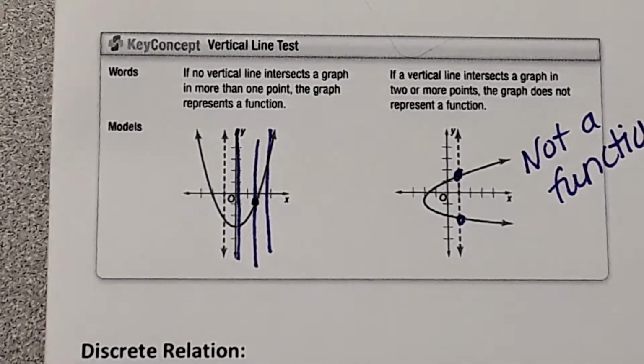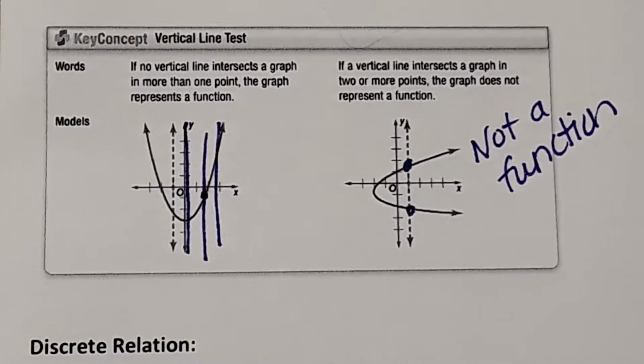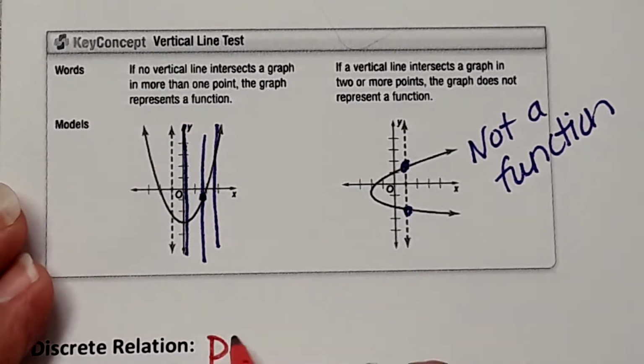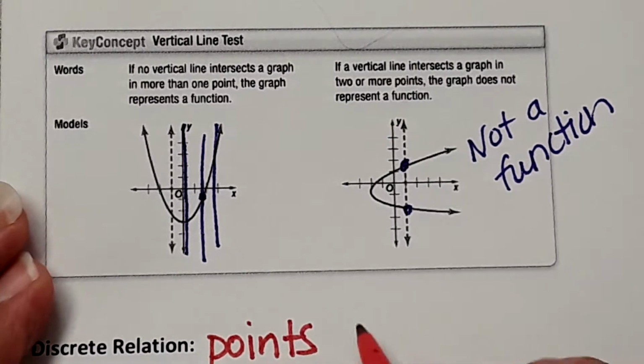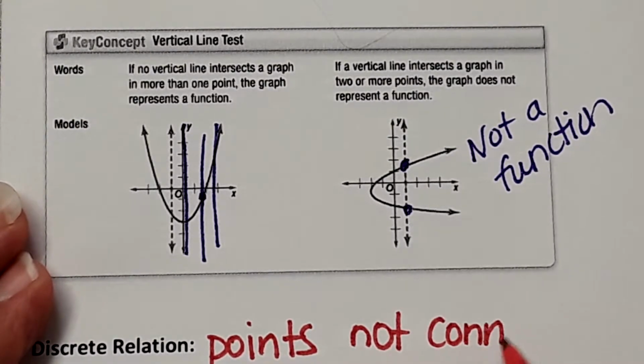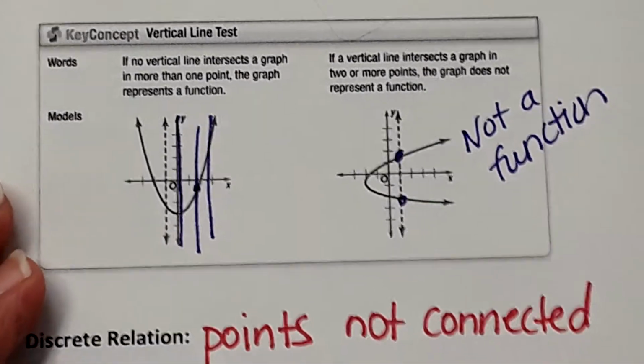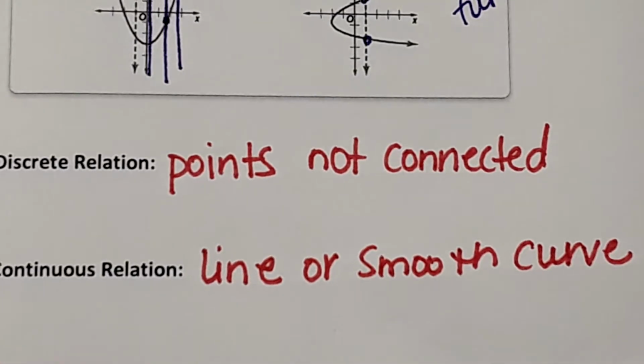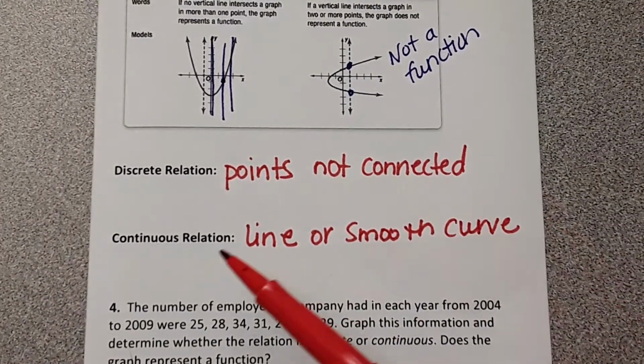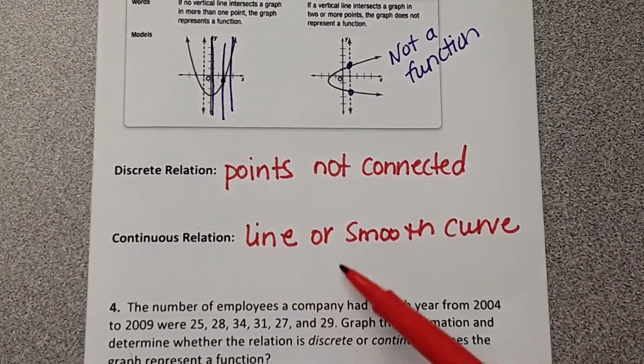Now, we're going to talk about, oh, can you see that? It's not a function. We're going to talk about a discrete relation. A discrete relation is when you have points not connected. And a continuous relation is a line or smooth curve. And that means that your dots are connected. Oh, you can't see that, sorry. Okay, so a discrete relation is points not connected. A continuous relation is a line or smooth curve.